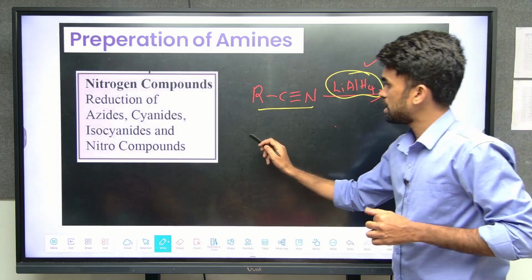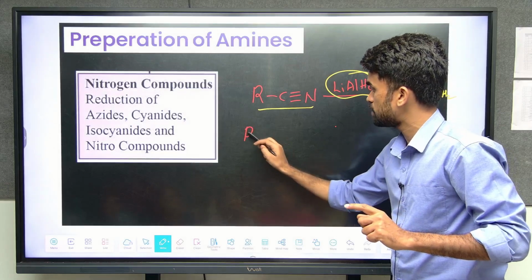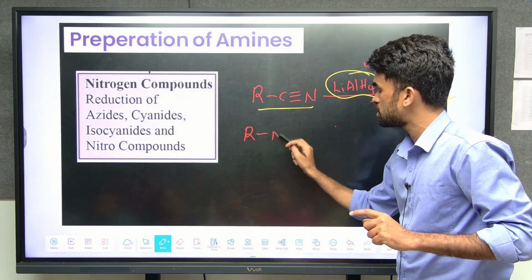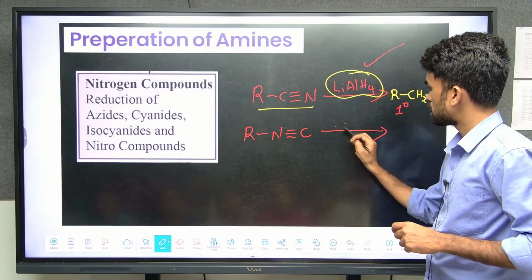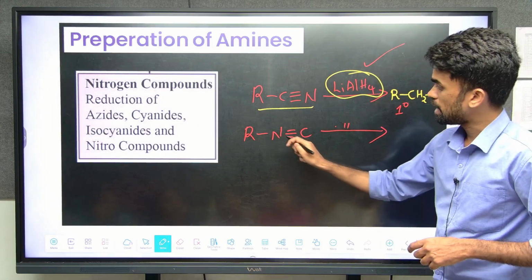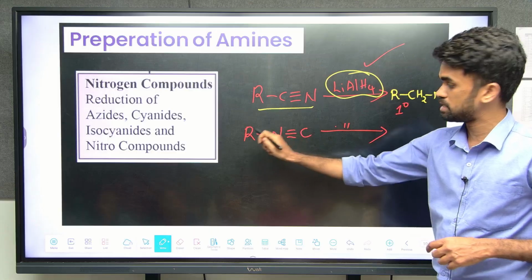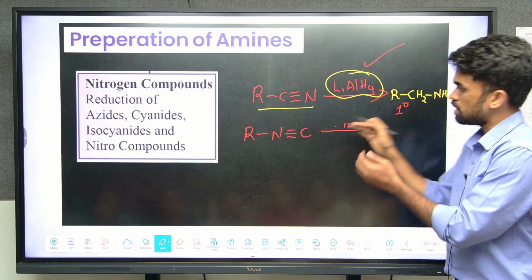Now I am taking isocyanides. Isocyanide means this is a cyanide, and iso means you put NC. Now I am doing the same reduction, with lithium aluminium hydride only. See, the nitrogen is between two carbons. This side one carbon, this side one carbon. The same reduction takes place.